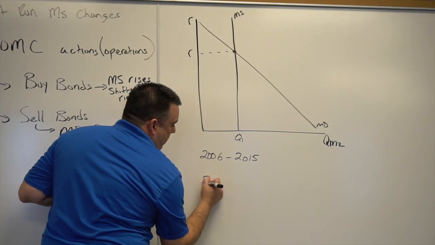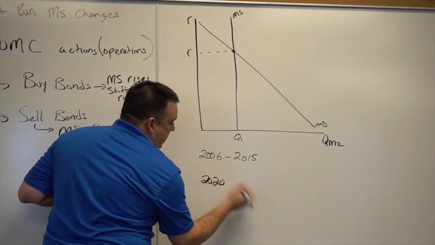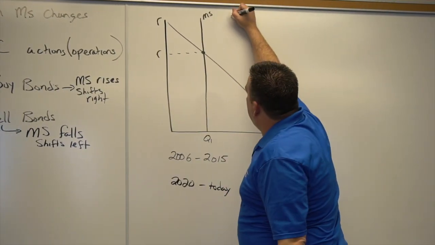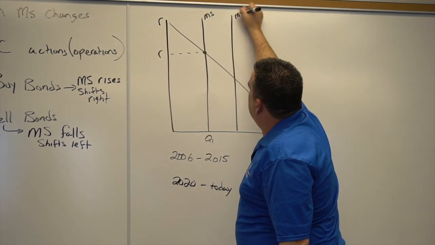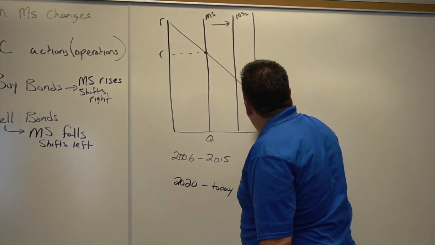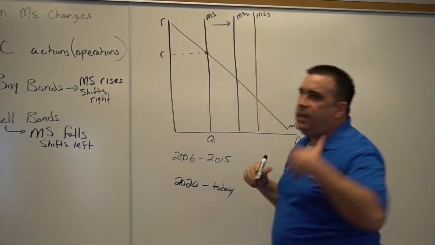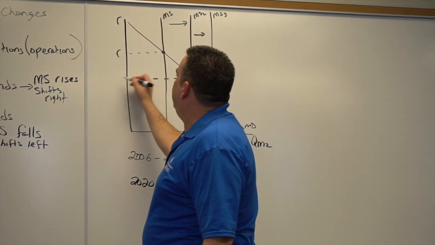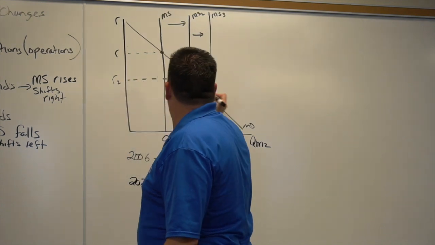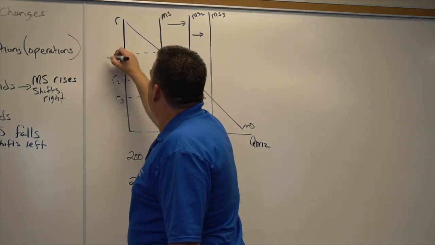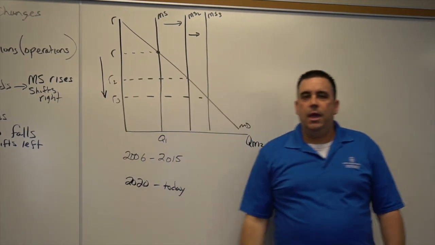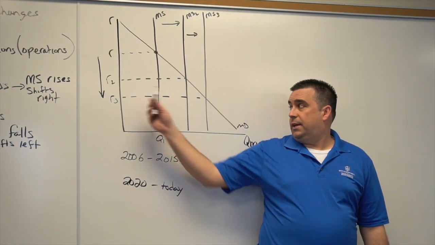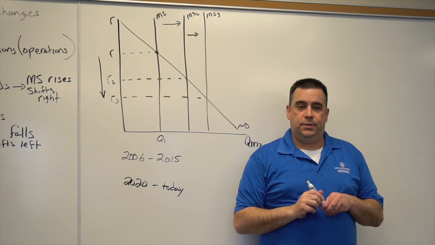We've seen this from January of 2020 to today. We've been seeing the Federal Reserve buying bonds and putting money into society. And as they keep putting money into society, look what keeps happening to the interest rate: R2, R3. They're doing that to push that interest rate down. And again, that's what we've seen on the news. Really recently, especially, they've been saying we want that interest rate getting close to zero.